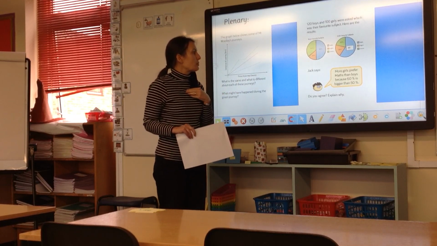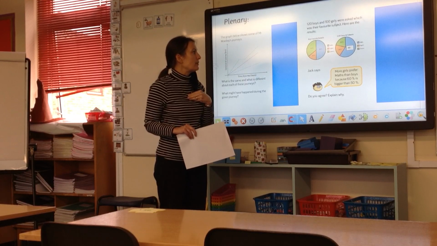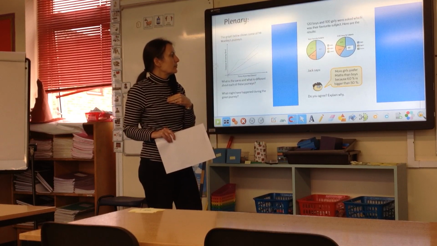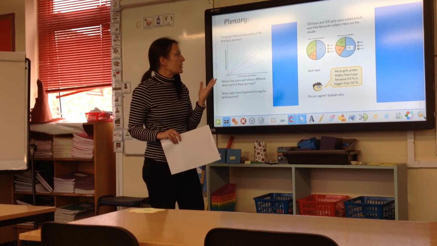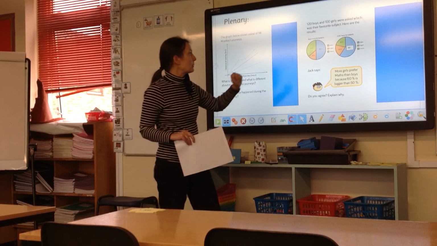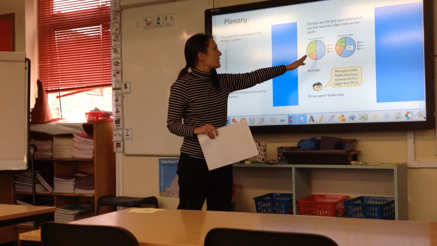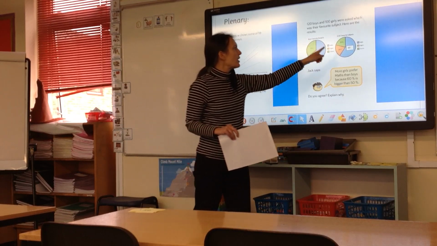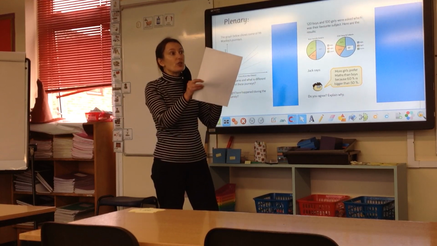Jack here says more girls prefer maths than boys because 60% is bigger than 50%. Where's he got that information from? First of all, he's looking at maths, so which coloured section are we looking at? The blue section. We're comparing the boys' blue section and the girls' blue section. We've got 50% of the boys and 60% of the girls, so he's saying the girls prefer it more. We can definitely see, even in a bar representation, it would be more of the chunk of the bar.